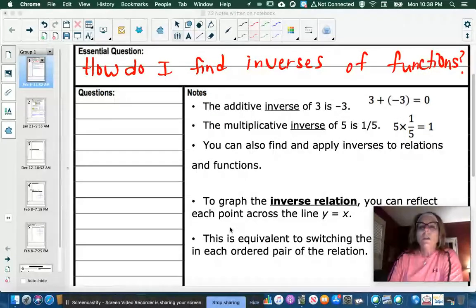We know that the additive inverse of 3 is -3 because 3 plus -3 is 0. We also know the multiplicative inverse of 5 is 1/5 because a number like 5 times its reciprocal is equal to 1. You can also find and apply inverses to relations and functions.